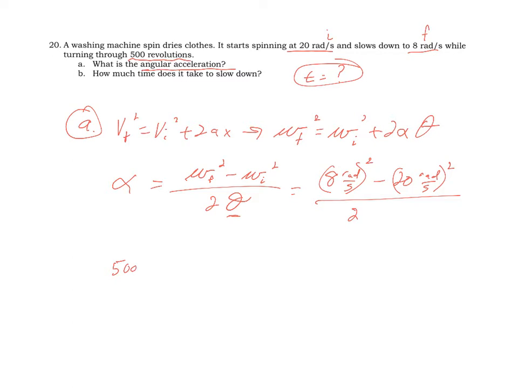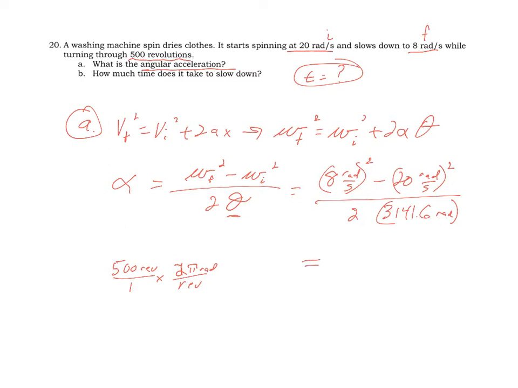So 500 revolutions, over 1. 1 revolution is 2 pi radians, so it's 500 multiplied by 2 pi. This is 3141.6 radians.